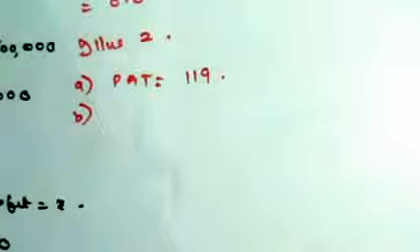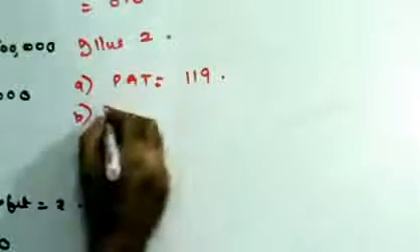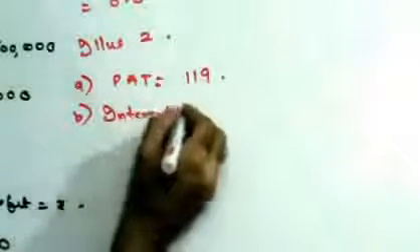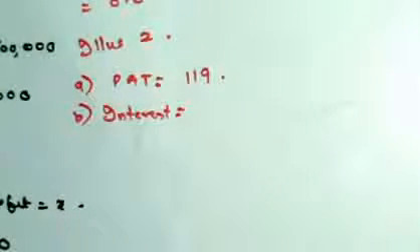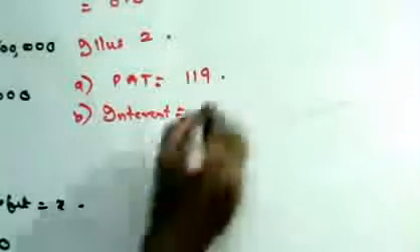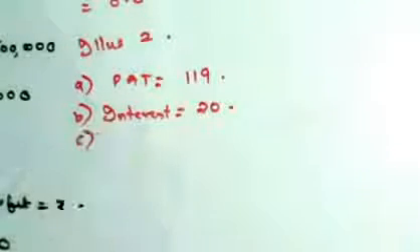It goes step wise, right? The next thing I need to find out is interest. Again, that should be given to you in your income statement. If you see your income statement, the interest is given to you as 20, right?